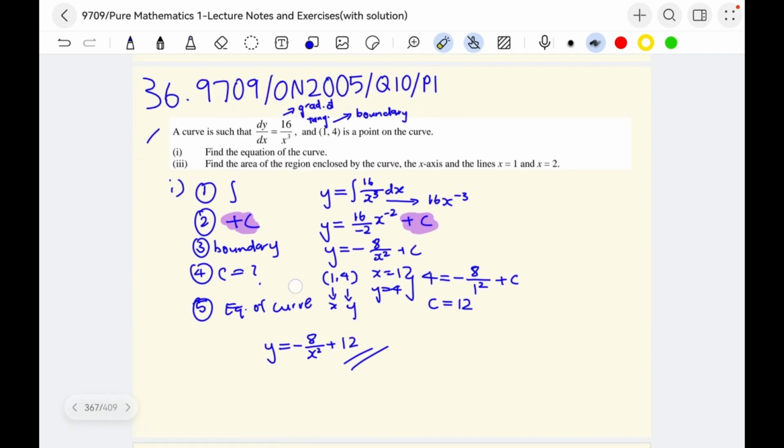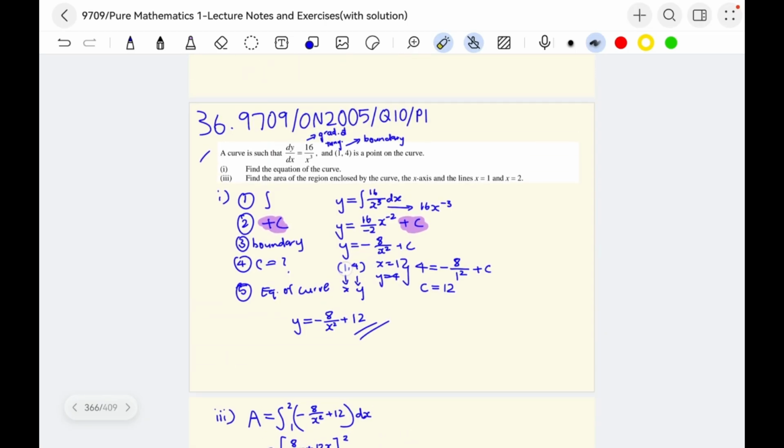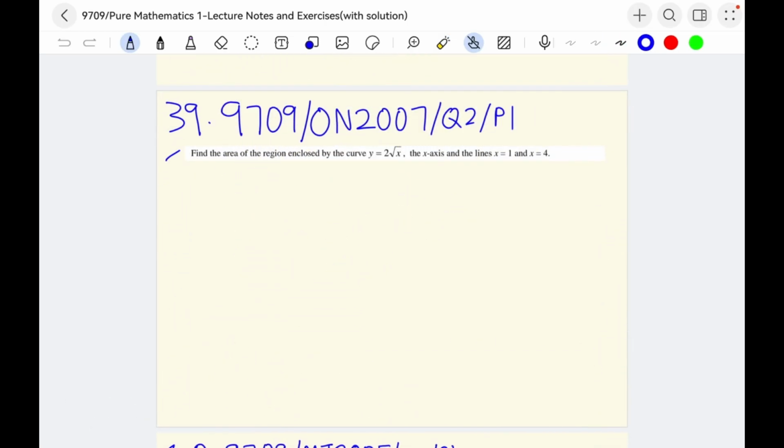So yeah, this question is quite direct. Now let's move on to the next passage questions. Alright, the next question is question 39. This question is also a past paper question, from 9709 October/November 2007, question 2 from paper 1.